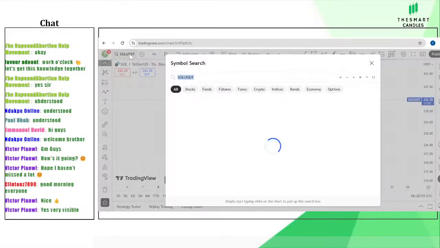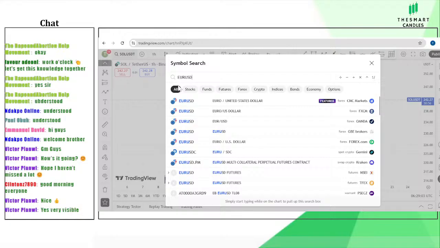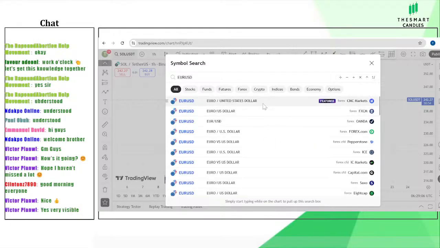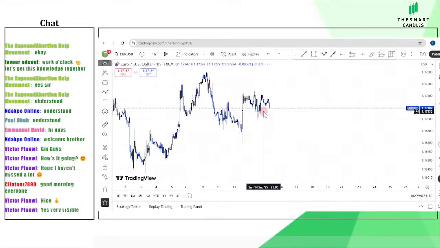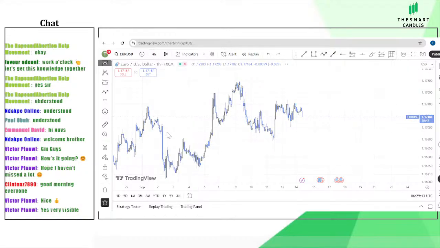Okay, let's look at Euro USD. Those that traded Euro USD last week, you should make a lot of money too, because we called a sell on that particular pair. Yeah, we called a sell, and let's look at that trade.